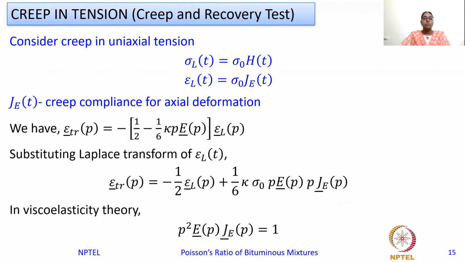So let us assume that the material is subjected to a uniaxial creep in uniaxial tension, where the applied stress is sigma LT, which is given by sigma 0 HT. Again, HT is the Heaviside step function, and sigma 0 is the stress magnitude that we have applied. Then the strain in the longitudinal direction, which again is a function of time, is given as sigma 0 JET, where JET is the creep compliance for the axial deformation.